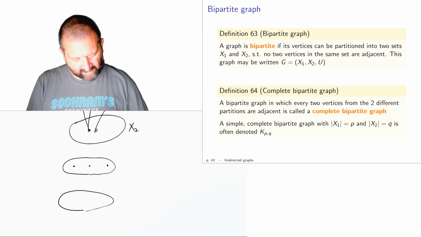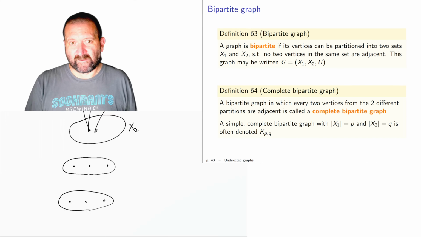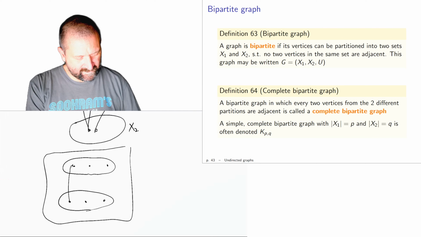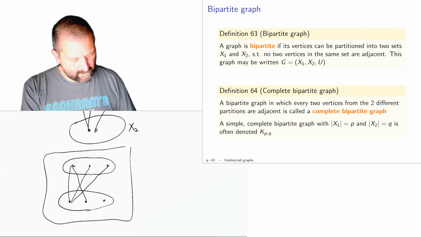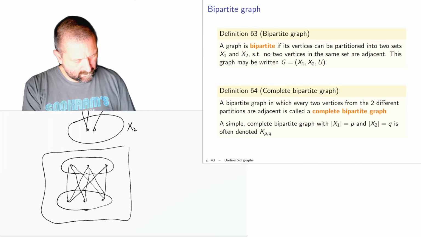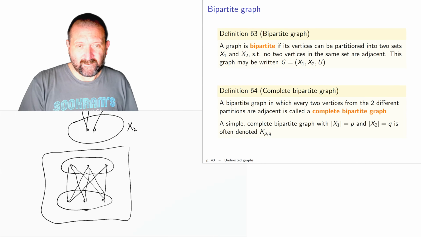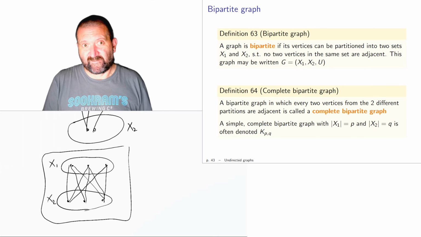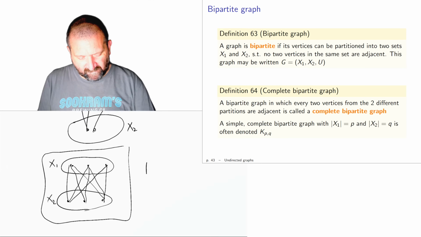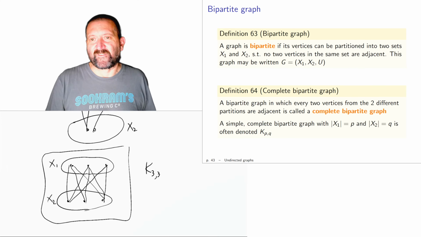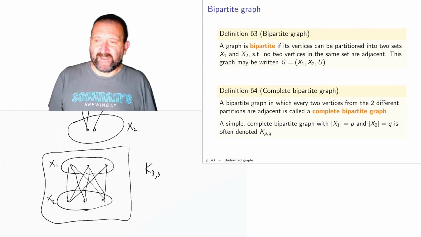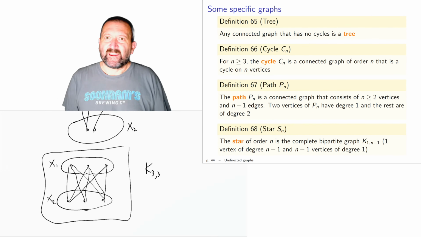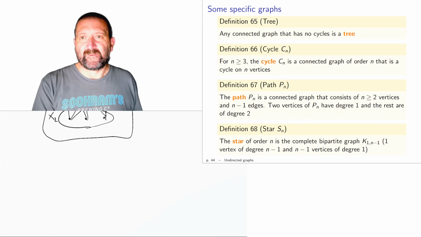I'll actually draw one of the most interesting ones, which is this graph here. I'm going to make it bipartite. So the graph is this whole thing. Here every vertex in x1 is connected to every vertex in x2, and vice versa. So this is a complete bipartite graph, and this one would be denoted K33. It indicates the number of vertices in both subsets of vertices. These two are very important, K5 and K33. We'll come back to them later.